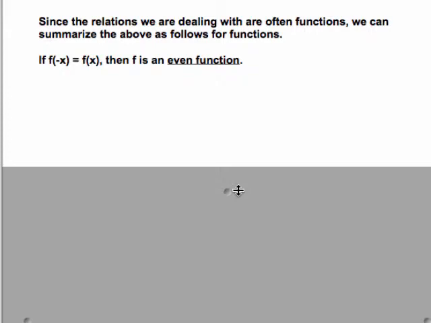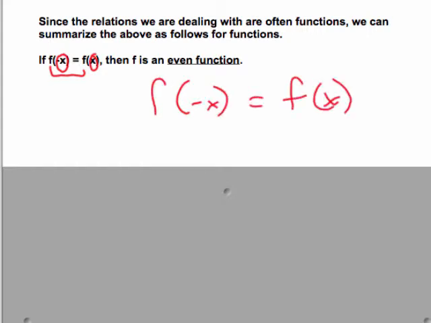So if you have a function f, and if you replace x with negative x, which is what the notation is saying here, you would produce equivalent y's. Replacing x with negative x produces y values that are the same. So you can test for symmetry about the y-axis, evenness, by doing this, which is exactly what we just did before. Just a different notation for this.